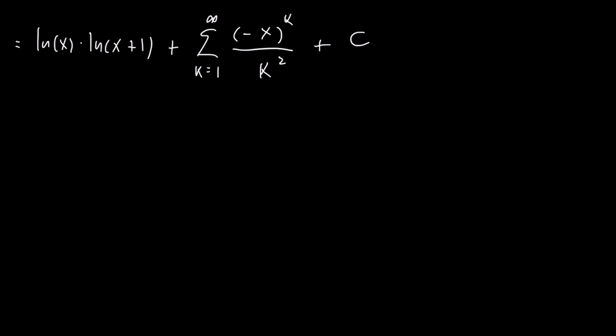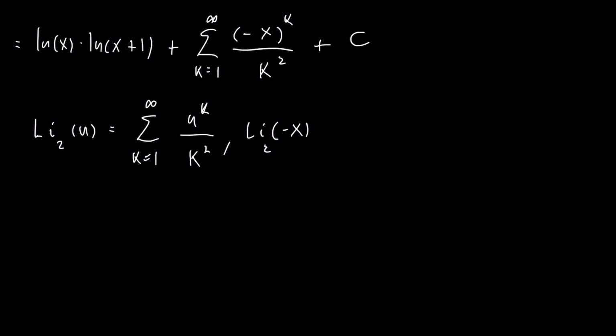And we'll notice that the dilogarithm of u is defined to be the sum from 1 to infinity of u to the k over k squared. So this means that the dilogarithm of negative x will be the sum from 1 to infinity of negative x to the k over k squared, which is exactly the sum we're looking for.